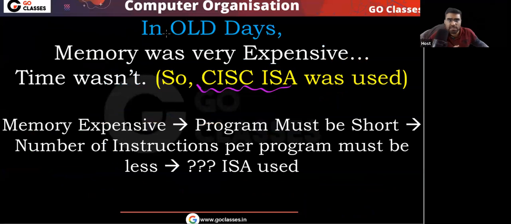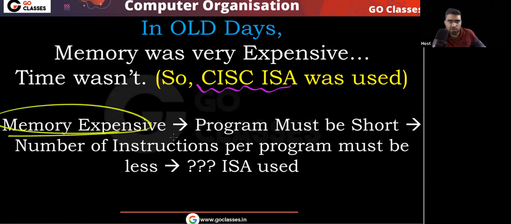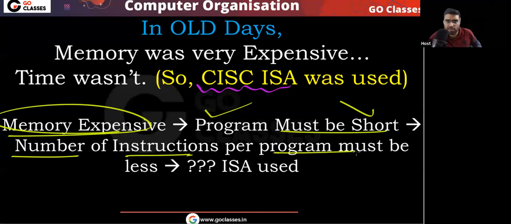Now you can see that in the old days, CISC architecture was used. What is the reason? Because memory was very expensive, memory was very small. So because memory was expensive, program size must be small. Agree with me? So the number of instructions per program must be less.